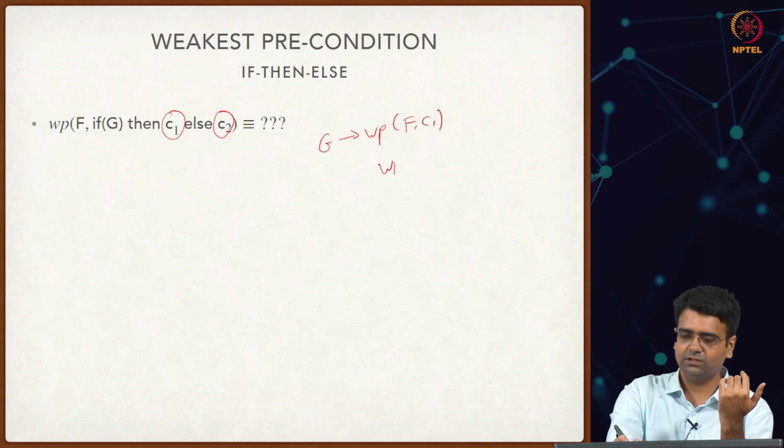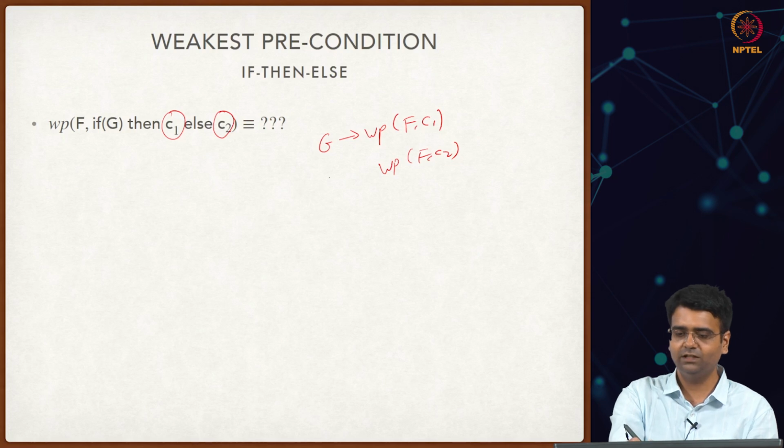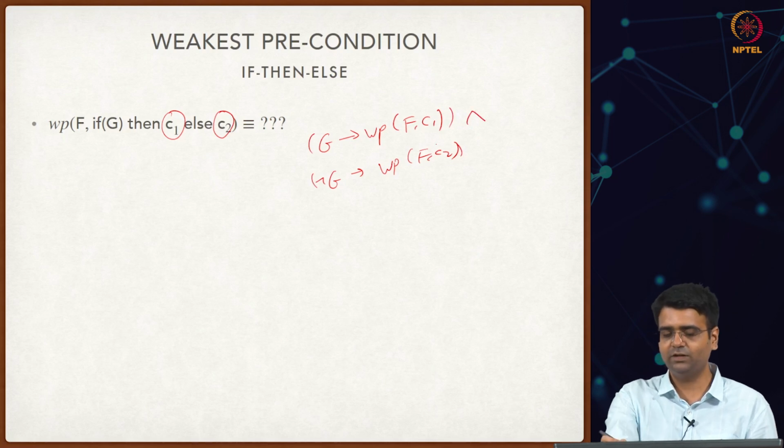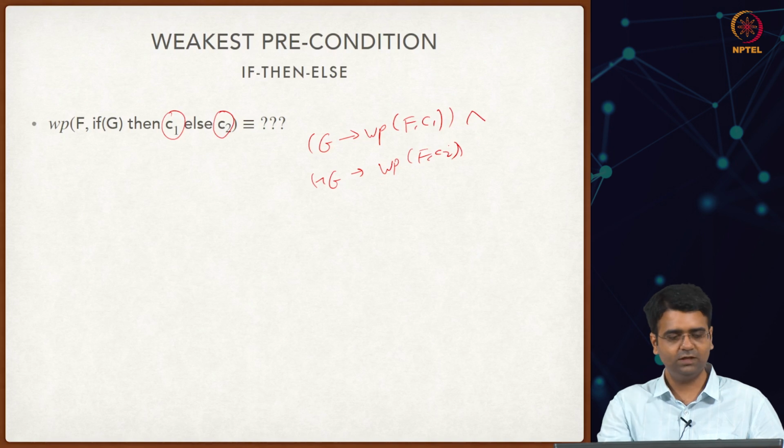For the else branch, again we want to guarantee that if the else branch is executed, which is C2, you are guaranteed to be in a state in F, but the else branch will only be executed if the start state doesn't satisfy G, right? So not of G should imply WP of F comma C2, right? And then we have the conjunction. So either the start state satisfies G or it doesn't satisfy G. If it satisfies G, it should also be in WP F comma C1. If it doesn't satisfy G, it should be in WP F comma C2.